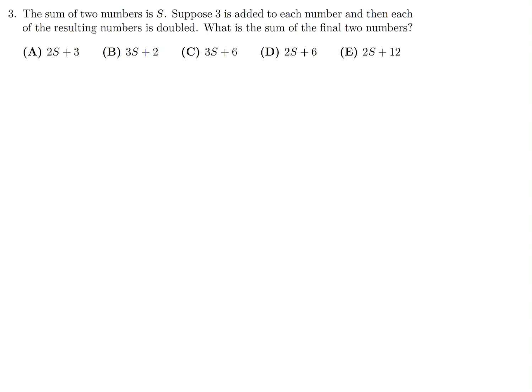The sum of two numbers is s. Suppose 3 is added to each number and then each of the resulting numbers is doubled. What is the sum of the final two numbers? So I'll let the two numbers be a and b, and the sum is equal to s according to the question. Now, in the next scenario, what they're doing is they're adding 3 to each number, like that.